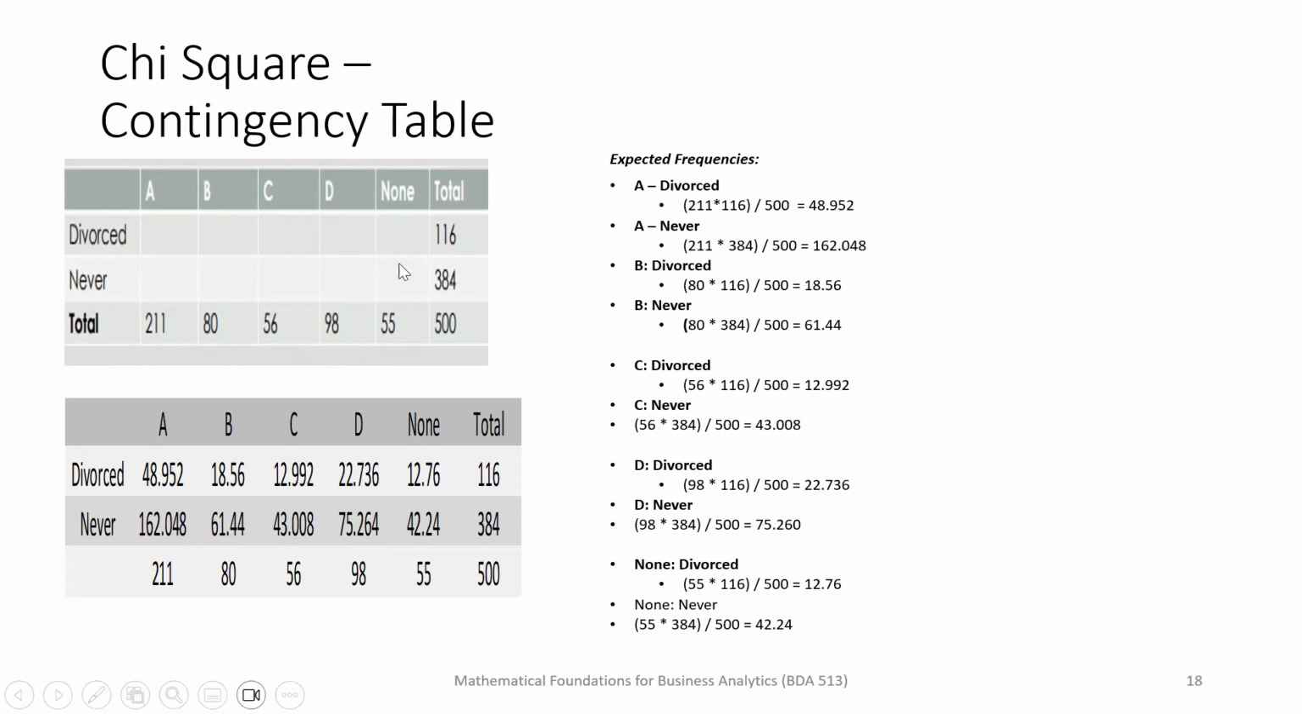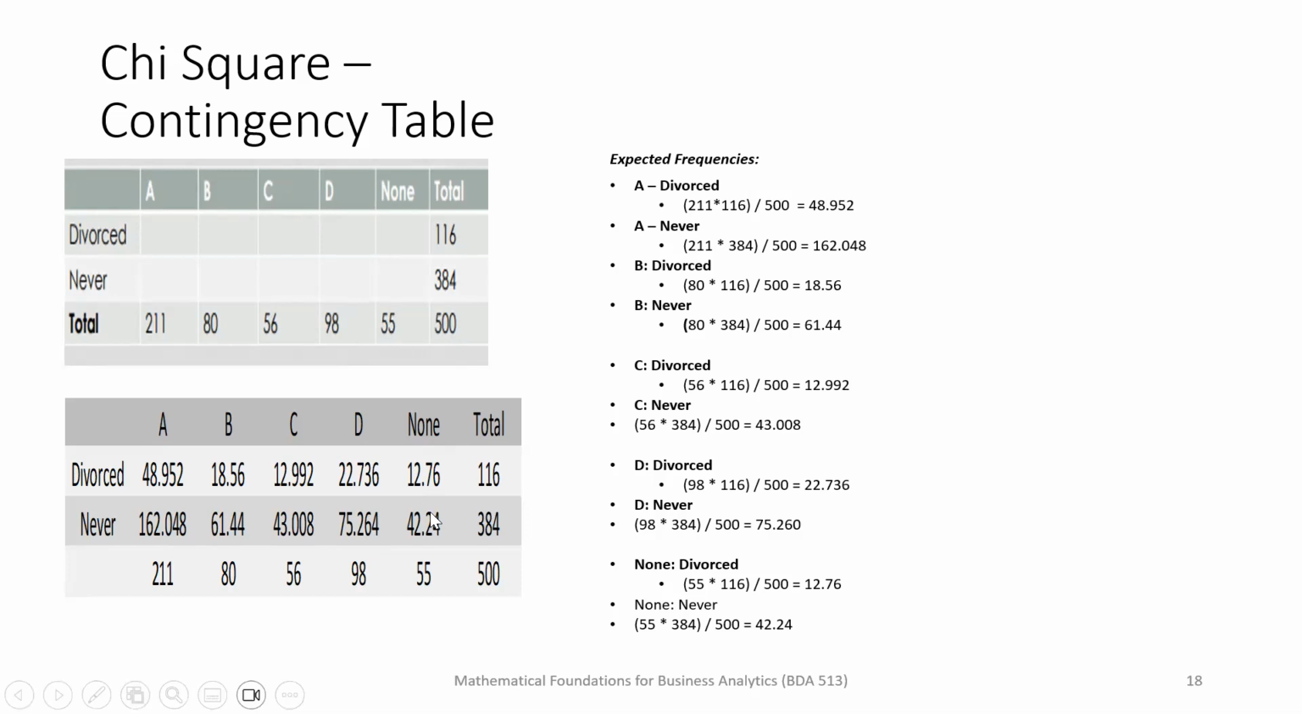Then lastly, those who are not affiliated to any religious organization. For divorce it is going to be 55 times 116 divided by 500. For never, it's 55 times 384 divided by 500. That gives us 42.24.